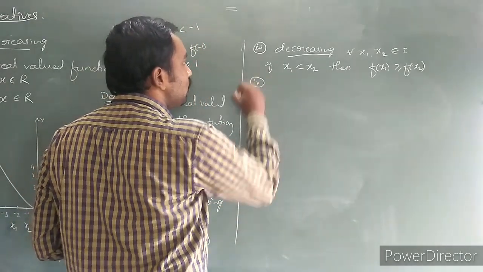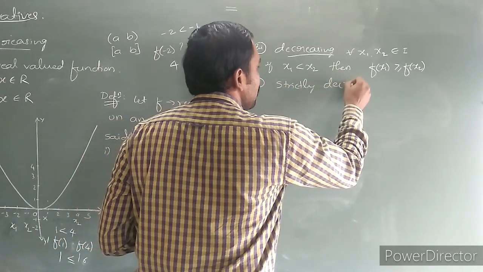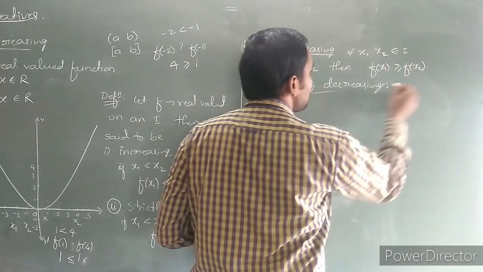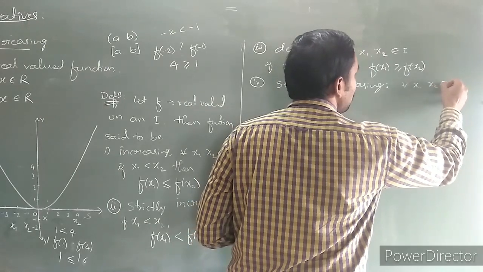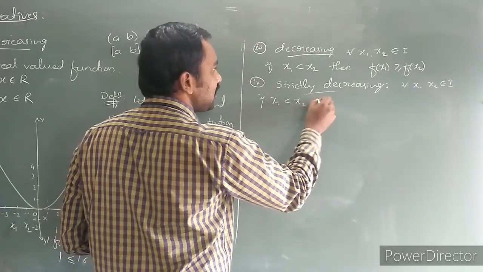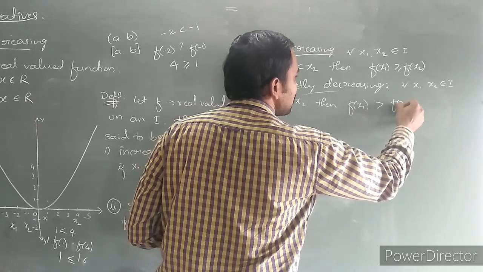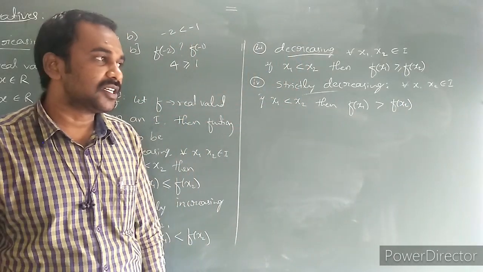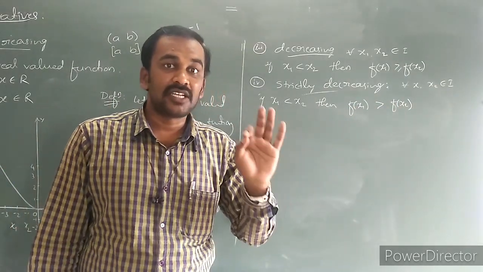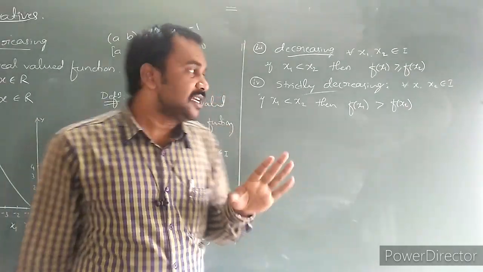In the same manner, the fourth condition, that is strictly decreasing. When we need to say that the function is strictly decreasing, once again for all x1 and x2 belonging to the given interval I, if x1 is less than x2, then f of x1 is greater than f of x2. In this case, the function is strictly decreasing.